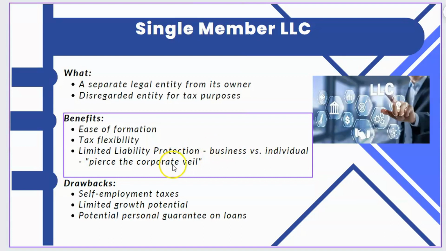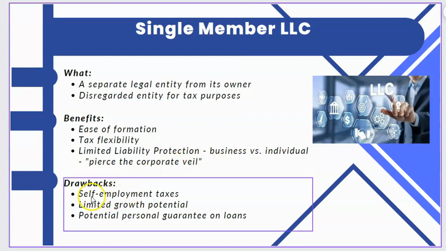So that's very important. Some of the drawbacks: there's self-employment tax, and that's going to come into play with a partnership if you elect to do that. Self-employment tax also comes into play as a sole proprietorship, so that's not going away. Self-employment tax is 15.2% on the profit of the business. That's in addition to your income tax.